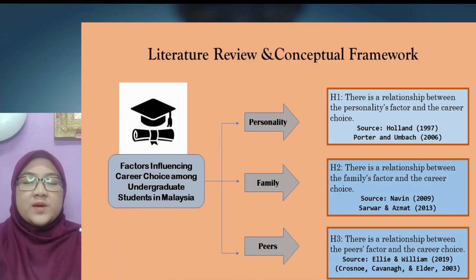Second, about the family factor. According to Nevin, there is a positive relationship between family and career research. High motivation from family can build self-confidence in students to choose their future career. A study from Sarwa and Azmat proved that an individual can be easily affected by family decisions. So our second hypothesis is: there is a relationship between the family factor and career choice among undergraduate students in Malaysia.